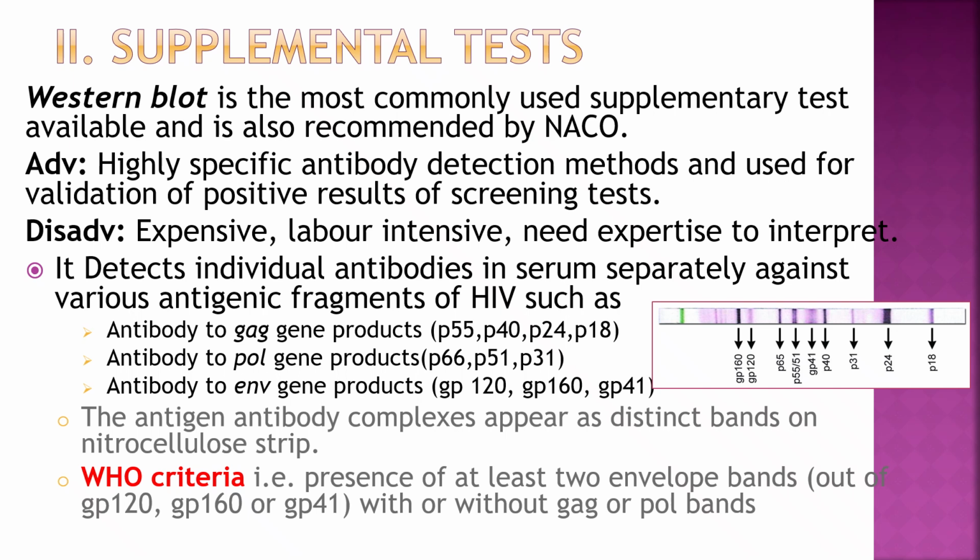It detects individual antibodies in serum separately against various antigenic fragments of HIV, such as antibody to the GAG gene, that is P55, P40, P24, P18. Antibody to the POL gene, for example P66, P51, P31. Antibody to the ENV gene: GP120, GP160, GP41. The antigen-antibody complexes appear as distinct bands on the nitrocellulose strip.